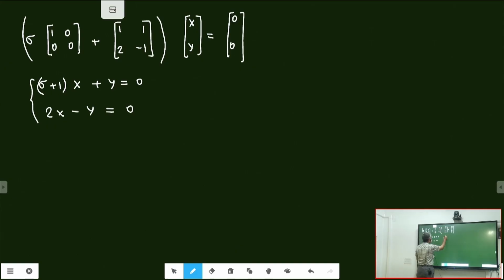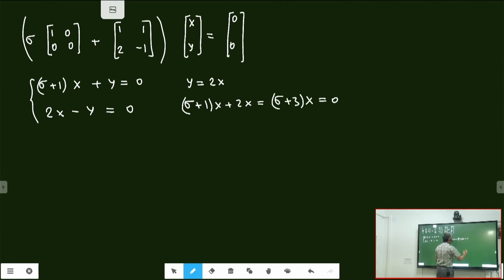Well, immediately we see that y is equal to 2x, and then (sigma plus 1) multiplied by x plus 2x, which is equal to (sigma plus 3) multiplied by x is equal to 0. Agree? So clearly, if x is equal to 0, then this is 0. So the second equation is satisfied, but then y is equal to 0 as well. Agree? Okay. But this is of no interest.